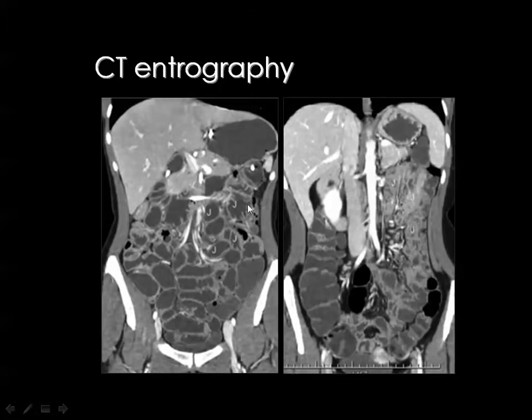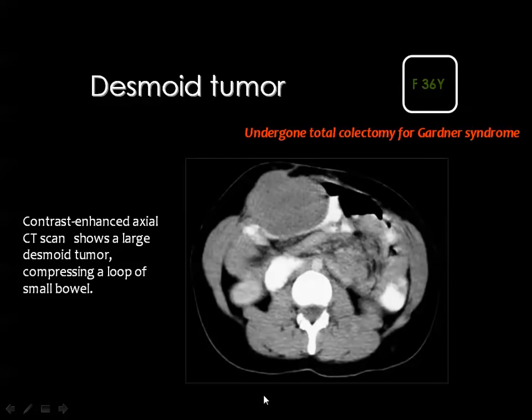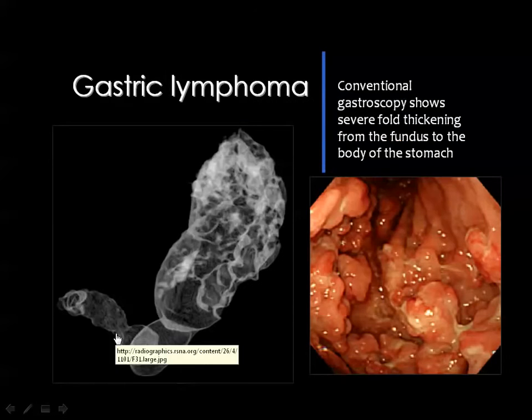Here you can have these images, multiple images of the body, either in the axial plane or the coronal or sagittal reformatted images. Then you see this is an example of a desmoid tumor in one of the loops, and this loop is delineated by gastrography.